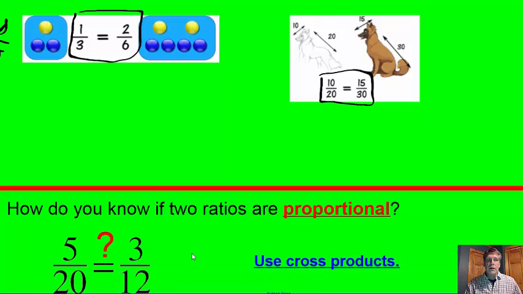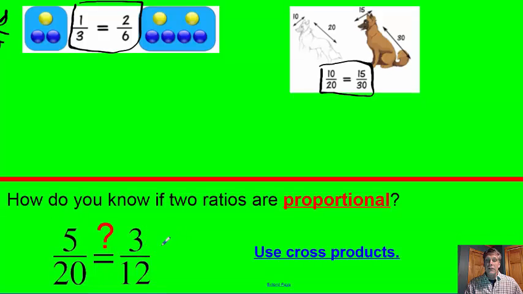How do you know if a relationship is proportional? How do I know if 5 out of 20 is equal to 3/12? Is that a proportion? Well, it's easy. Write this in there. How do you know? We're going to start using cross products. And basically, cross products, remember, product means times. Cross products means I'm just going to multiply across on the diagonal.